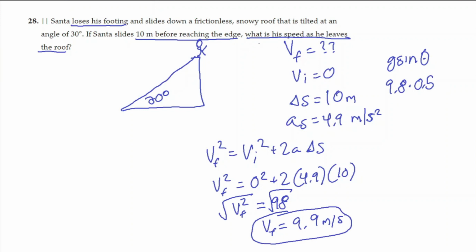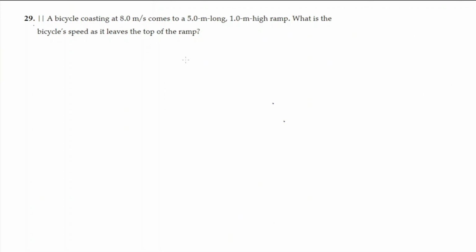So that is going to be a speed before he leaves the roof. Alright, so let's take a look at number 29. A bicycle is coasting at 8 meters per second, comes to a 5 meter long and 1 meter high ramp. What is the bicycle's speed as it leaves the top of the ramp?